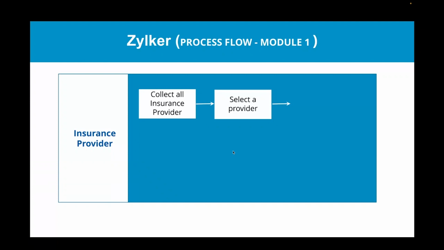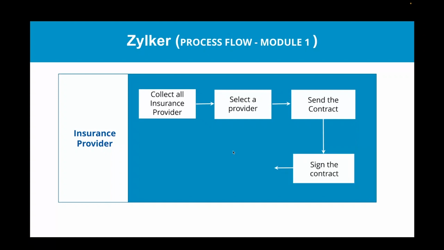So after selecting the provider, they will send a contract to that particular insurance provider, and both the insurance provider and the admin of the organization sign the contract, and that contract will be sent as a PDF to both the parties. So now the organization and the insurance provider have become partners to one another.